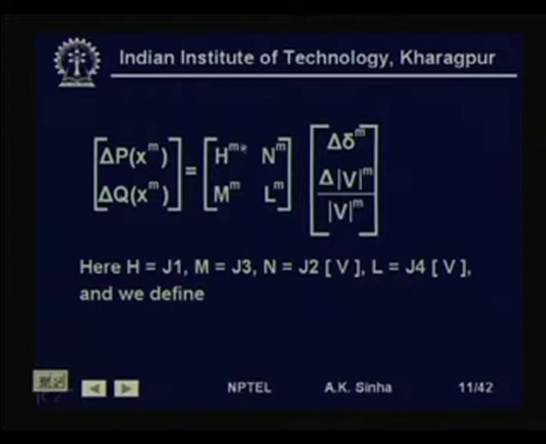And the Jacobian we have now renamed, because we have multiplied the elements of J2 and J4 by V n. So we have renamed these submatrices as H, N, M and L, where H is the same as J1, M is the same as J3, N is J2 multiplied by V, and L is J4 multiplied by V. Also the term delta delta remains the same, but this term delta V which was there is now divided by magnitude V, because we have multiplied the terms of J2 and J4 by this V.